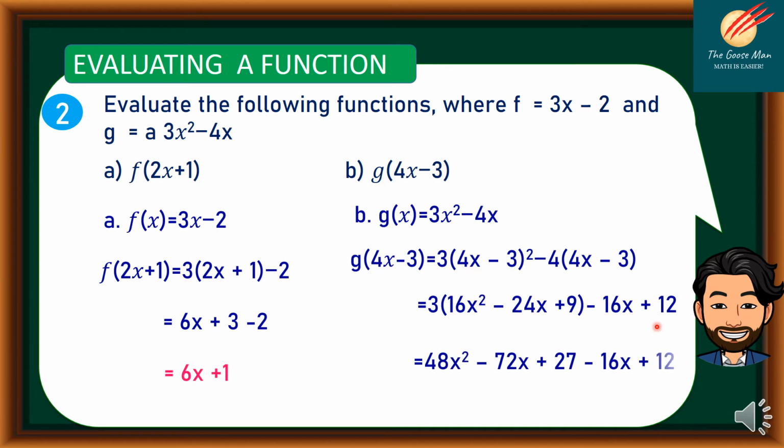Simplifying it further, if I distribute 3, I have 3 times 16x squared, 3 times negative 24x will give us negative 72x. Then we have 3 times 9 will give us 27. Then we have negative 16x plus 12. Simplifying further, I can combine 27 and 12 as well as negative 72x and negative 16x. So it will result to 48x squared minus 88x plus 39.